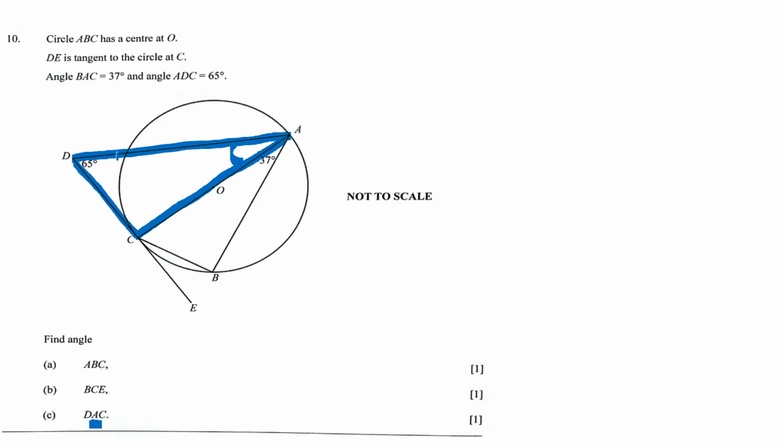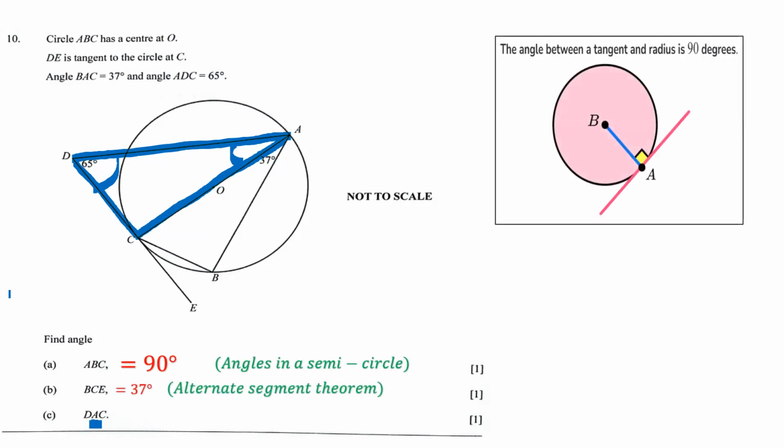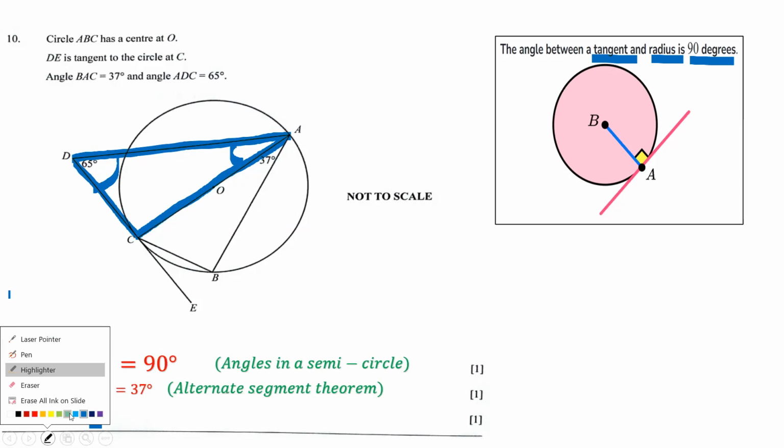The one thing we know is that this is 65 degrees. And based on another useful theorem, if we have an angle between the tangent and the radius, that angle is going to be 90 degrees. And if we look carefully, this line segment is the tangent, and this right here is the radius. How do we know that this is the radius? Well, let me highlight it.